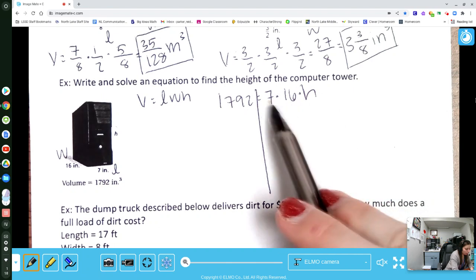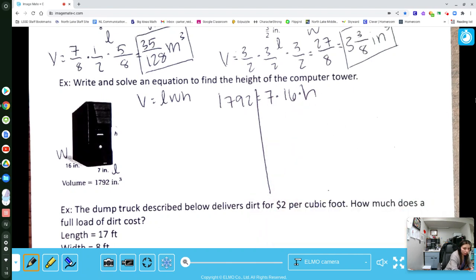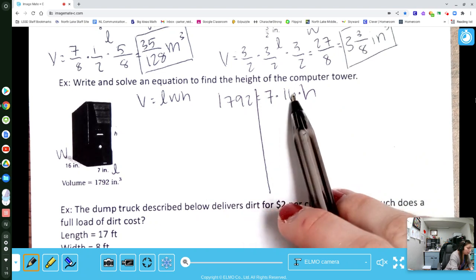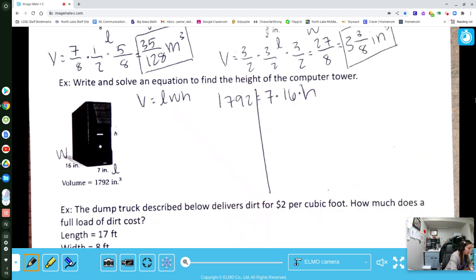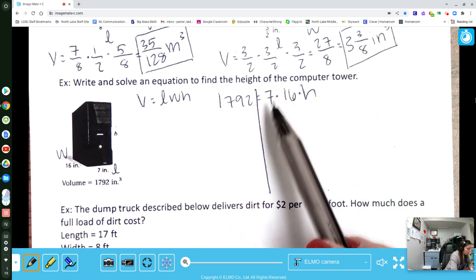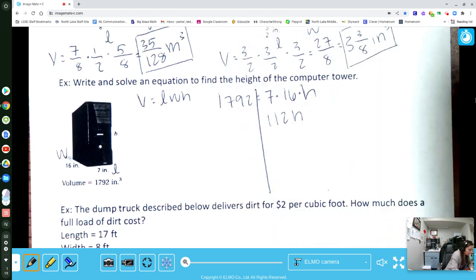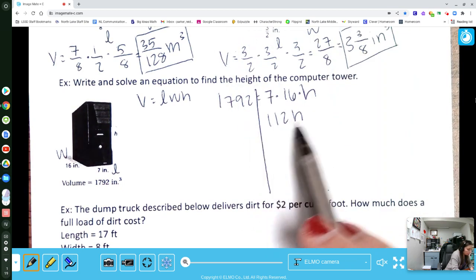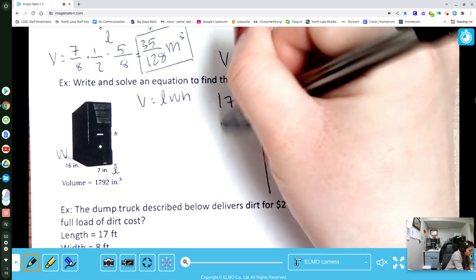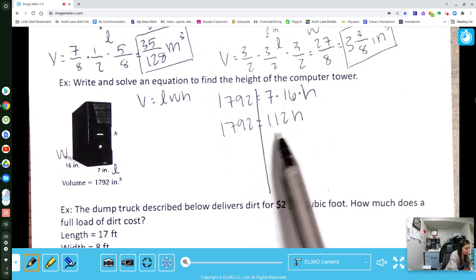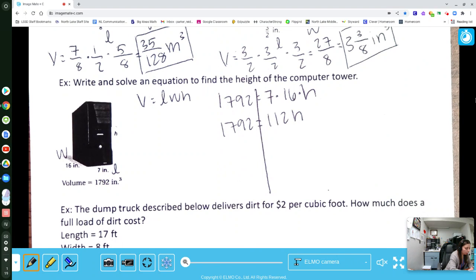Well, there are actually two numbers being multiplied by h, and it might seem kind of backwards, but I'm going to multiply them together first. That way there's just one number over here that I have to undo. So 7 times 16 makes 112. So I can rewrite this as 112h, 112 times h. This side stays the same because I didn't do anything to it. All I did was multiply 7 and 16 to make this side a little bit shorter, a little bit simpler.